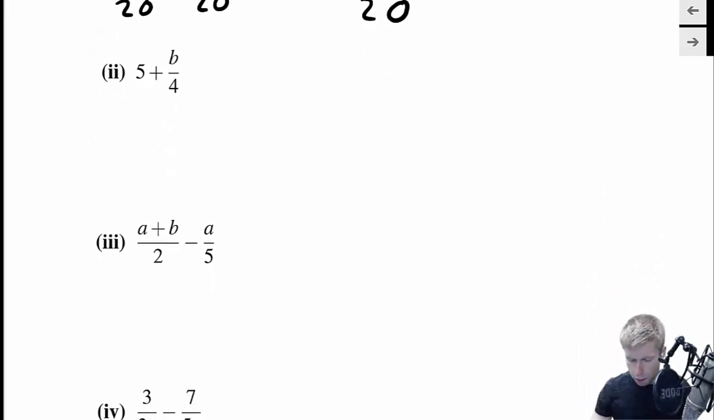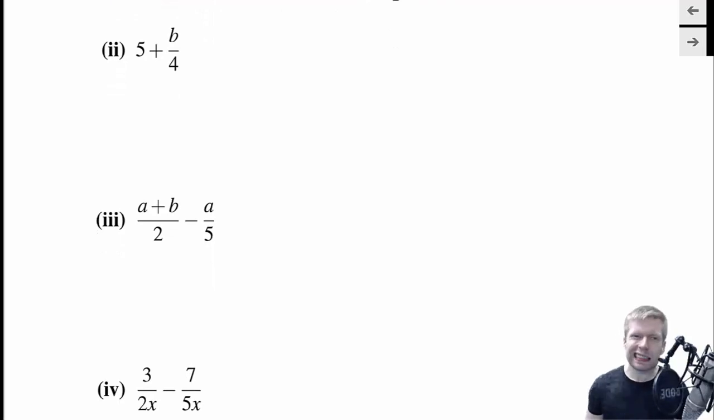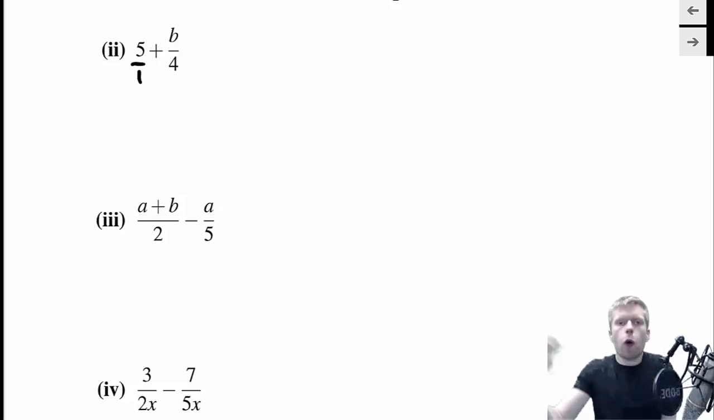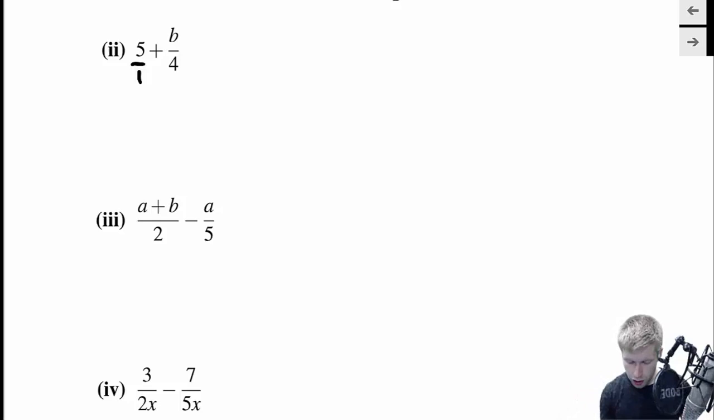Let's have a look at this next one then. So I've got 5 plus b over 4. Now here, it's awkward because the 5 isn't a fraction. So I need to write it as a fraction. Well, that's not too bad. Like 5 over 1 is just simply 5. Think about it. Remember, the fraction just means divide. 5 divided by 1 gives me 5. Then I just look for a common denominator of 1 and 4. I think 4 works. So 4 and 4, that's in the 4 and the 1 times table.